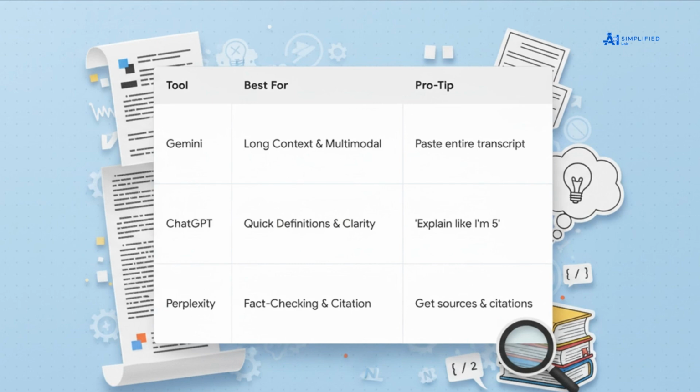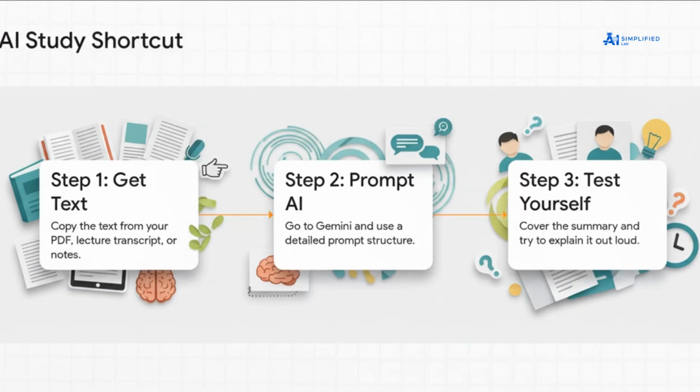It can handle a huge amount of text all at once, what's called a long context window. Now, what if you're just stuck on one super dense paragraph in your chemistry textbook? That's where ChatGPT shines. It is fantastic at simplifying things. Quick pro tip, ask it to explain this like I'm 5. It's a lifesaver. And finally, if you're writing a paper and you need a summary with sources you can check, you absolutely want to use Perplexity. It gives you citations right with its answers, which is a must-have for any academic work.